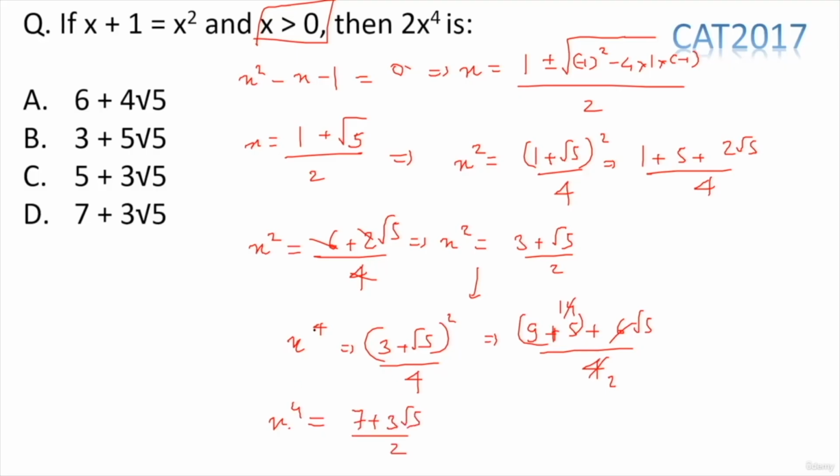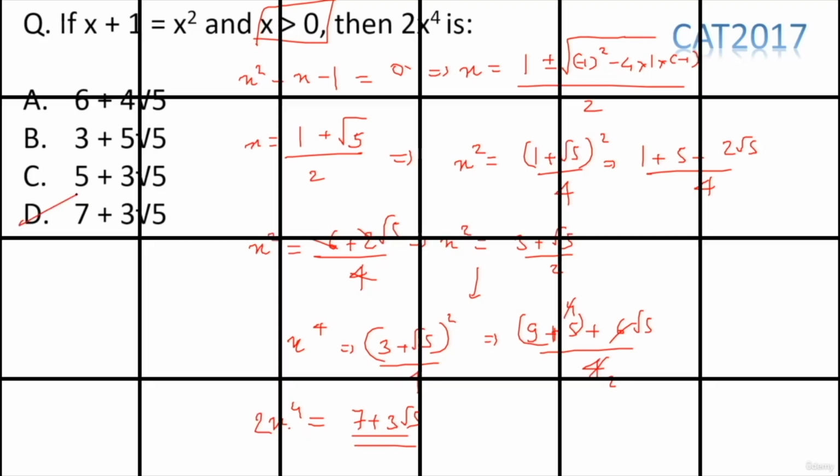But हमें x raised to 4 नहीं, हमें 2x का वैल्यू चाहिए, right? हमें 2x raised to 4 का वैल्यू चाहिए, right? So multiply by 2 on both sides, or take the 2 on the left hand side. You will get 2x raised to 4 will be nothing but 7 plus 3 root 5. This is option D. All right, guys.